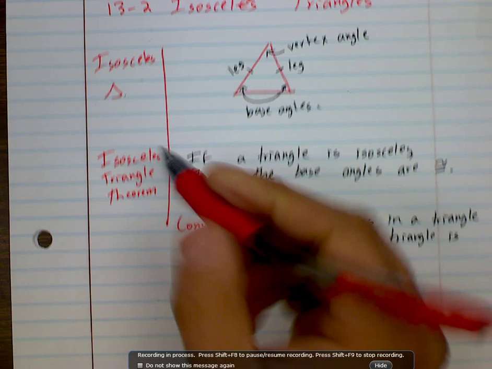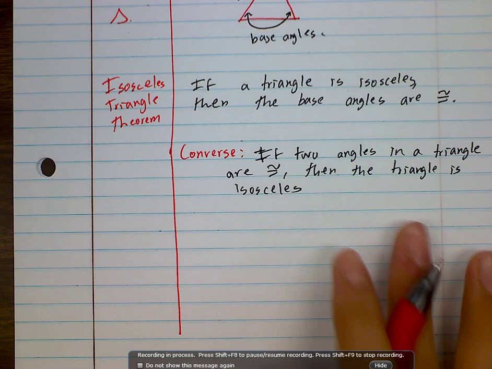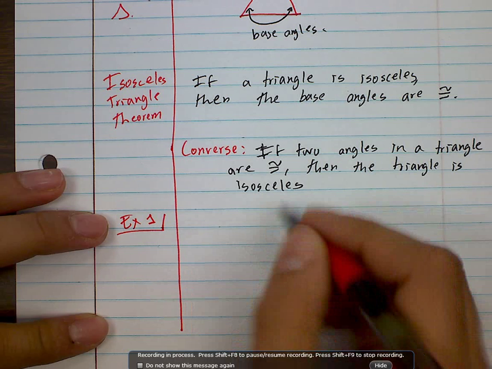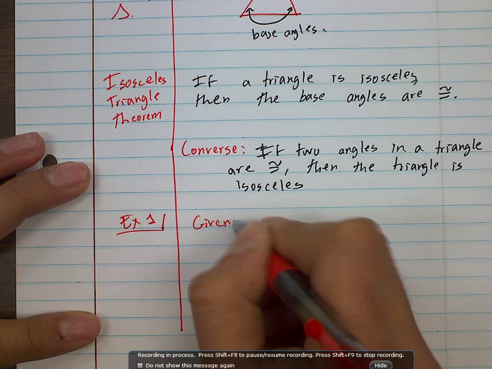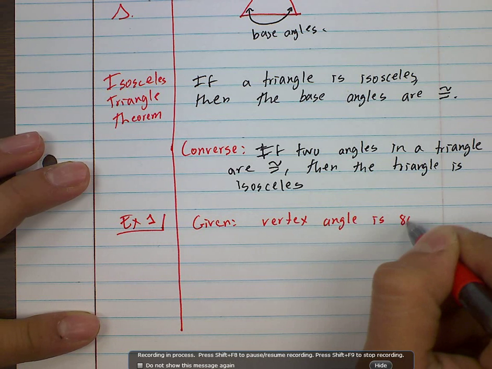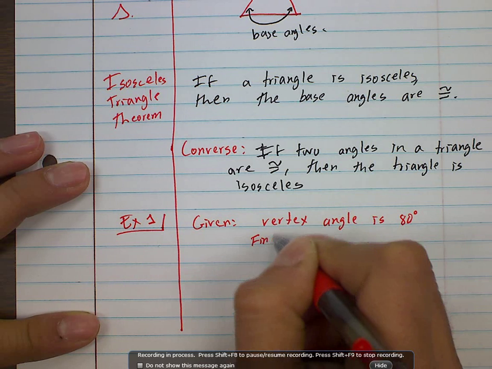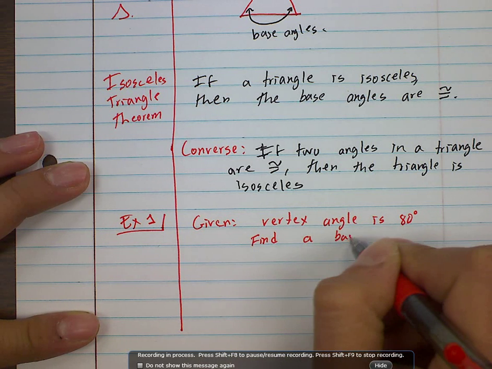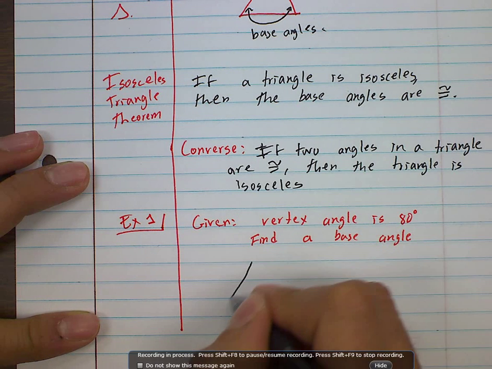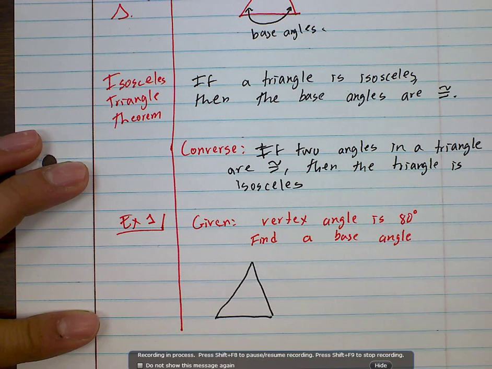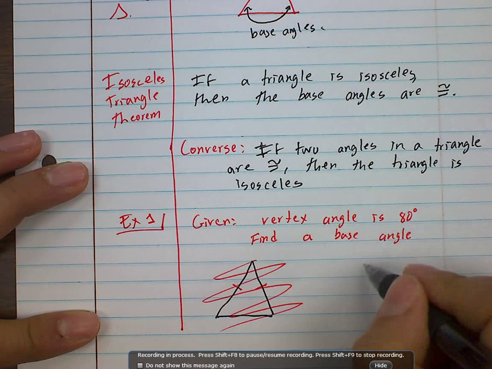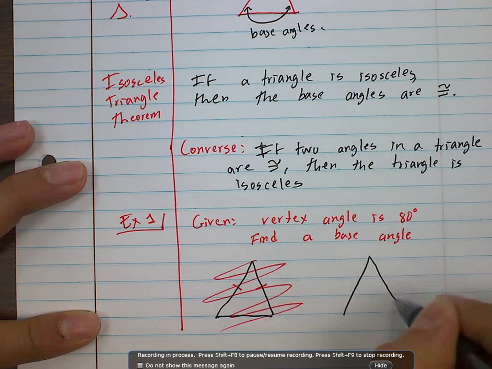Okay, so let's go ahead and do example number 1. This is what's given: the vertex angle is 80 degrees, and I'm going to find a base angle. Since no picture is given, all you have to do is draw an isosceles triangle and mark it. That's actually a bad one. Let's try to do a better one. Okay, I think that's much better.